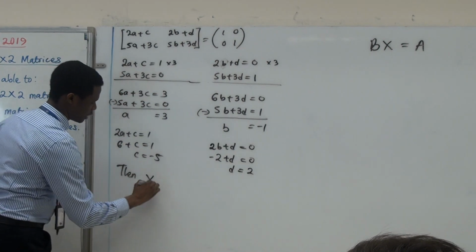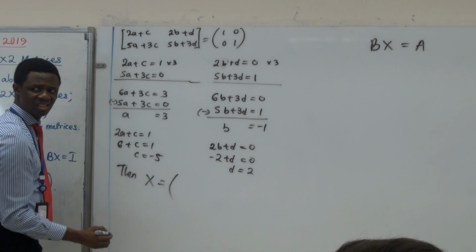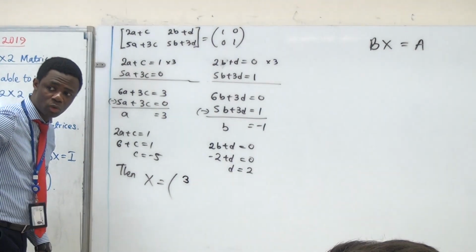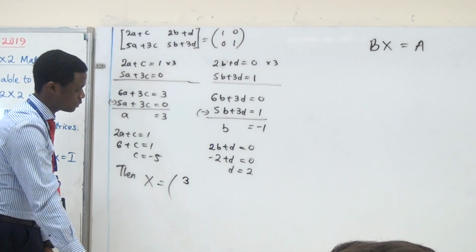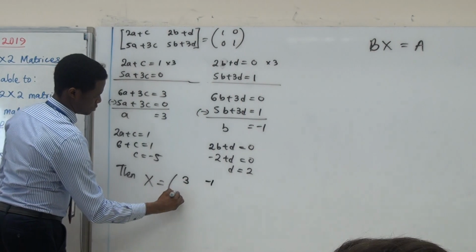So what is the matrix now? X is what now? 3, -1, -5, 2. Whatever you're writing in your book, let it remain in your book.